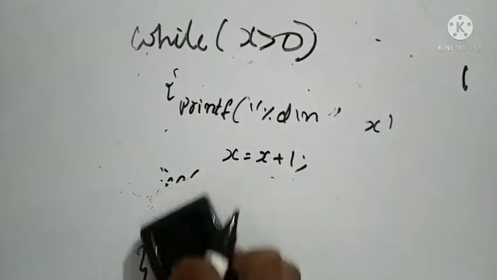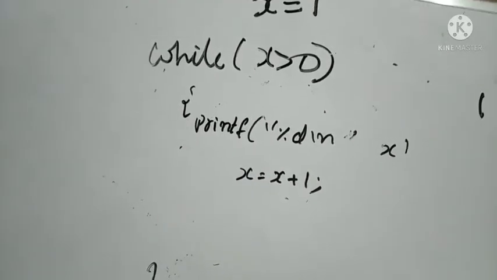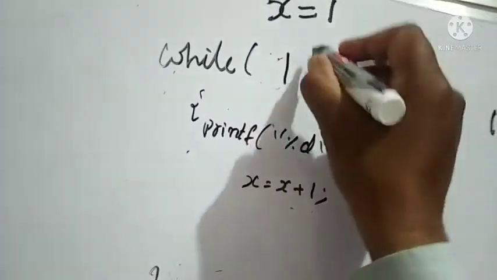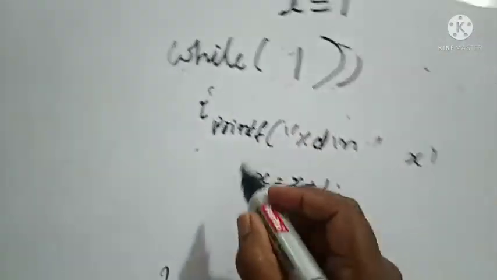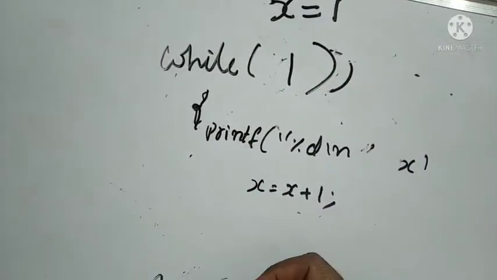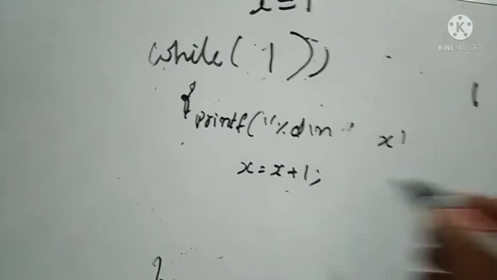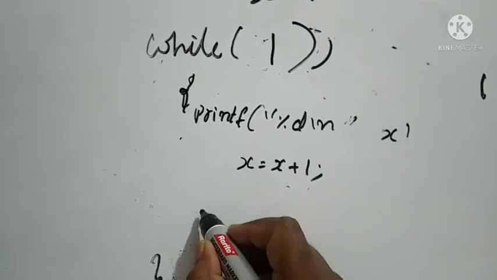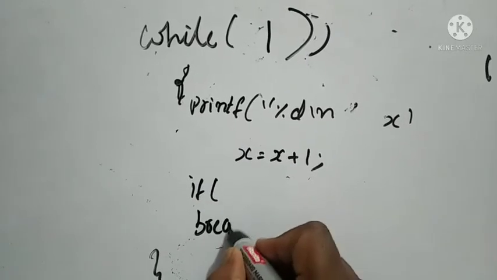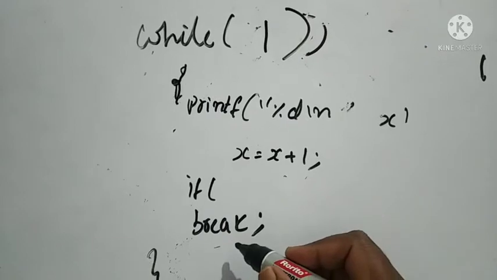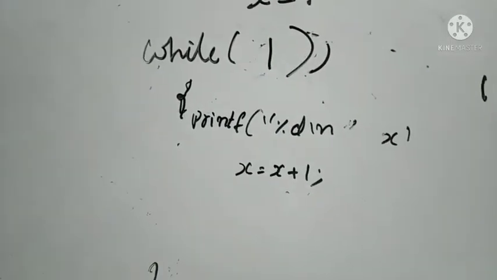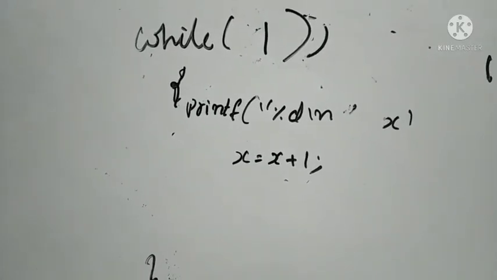Next, instead of this, if I put 1 here, then also it will go for an infinite loop, because the condition is always satisfied, always 1. This loop will be executed for infinite time and will not come out of the loop until we give a break statement. If we put a break statement, with some condition or without the condition, it will come out of the loop. If we don't put the break statement, it will execute the instruction for infinite time.